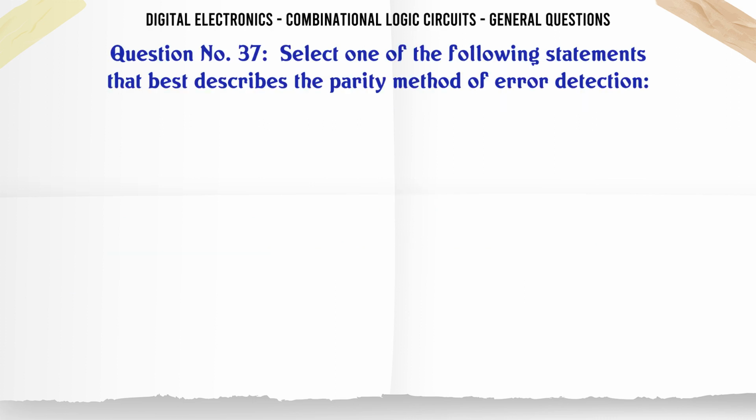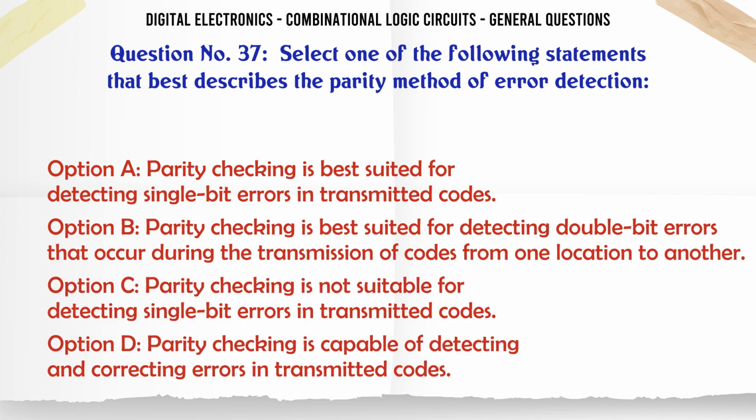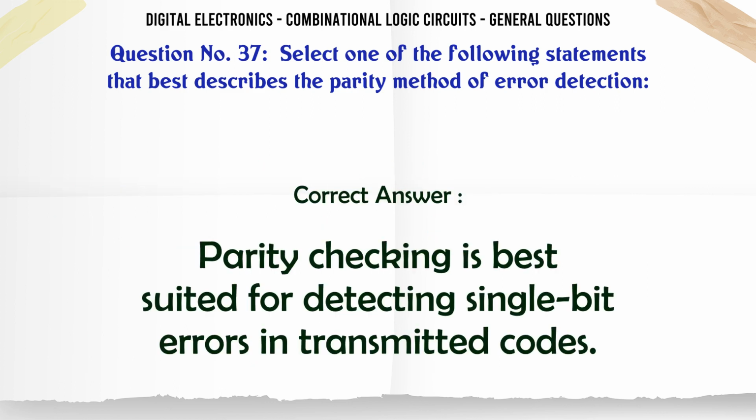Select one of the following statements that best describes the parity method of error detection. A. Parity checking is best suited for detecting single-bit errors in transmitted codes. B. Parity checking is best suited for detecting double-bit errors that occur during the transmission of codes from one location to another. C. Parity checking is not suitable for detecting single-bit errors in transmitted codes. D. Parity checking is capable of detecting and correcting errors in transmitted codes. The correct answer is parity checking is best suited for detecting single-bit errors in transmitted codes.